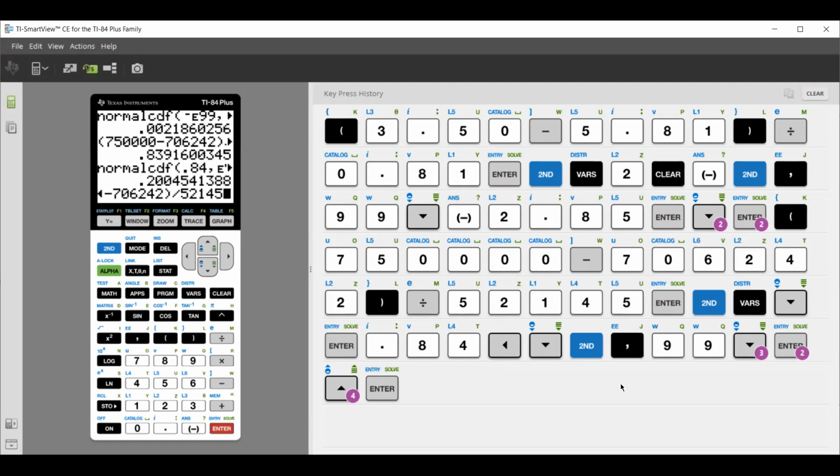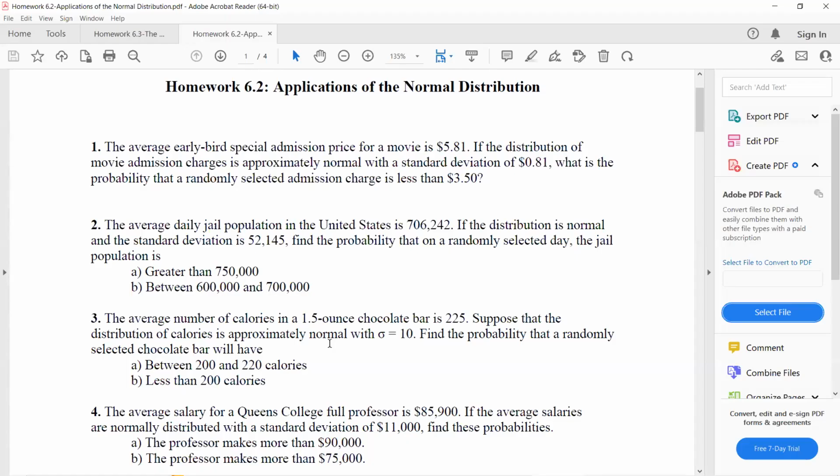Now, okay. Let's go and do part B of this question. Now, part B is kind of similar, but we're going to have to get two z-scores because it's between 600,000 and 700,000. Okay. So we're going to have to get a z-score for 600,000 and a z-score for 700,000. So let's see if we can do that.